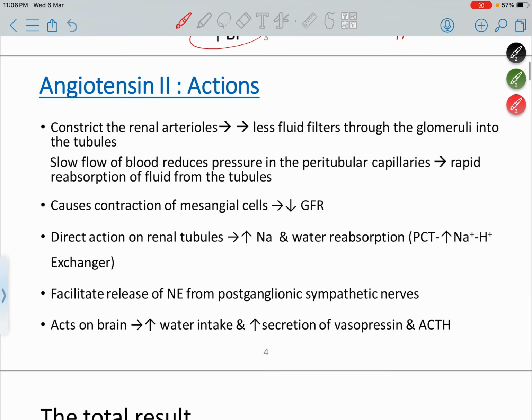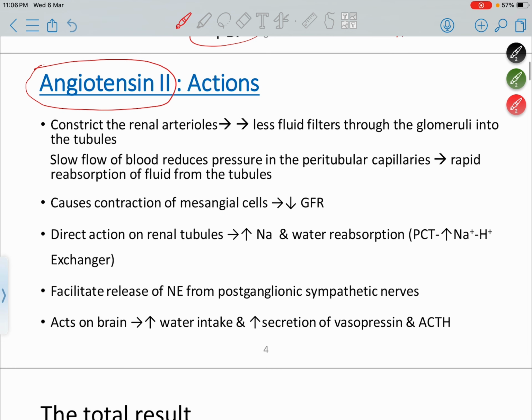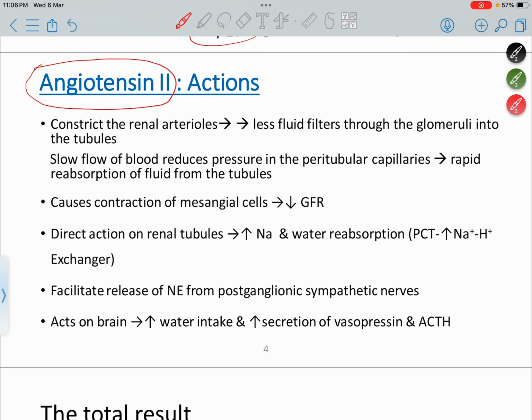So what are the actions of the final product that we got here, angiotensin 2? First of all, the main action of angiotensin 2 is that it is a potent vasoconstrictor. It is a potent vasoconstrictor that constricts the blood vessels, which leads to an increase in BP.